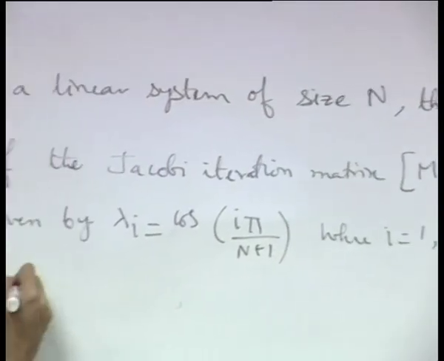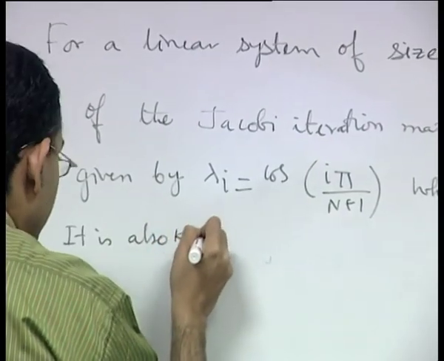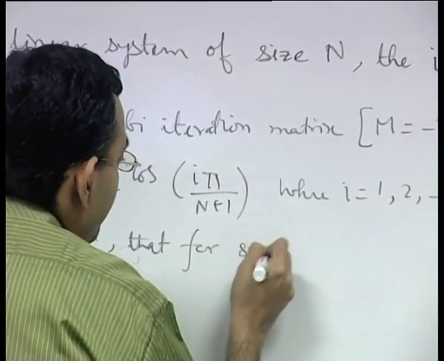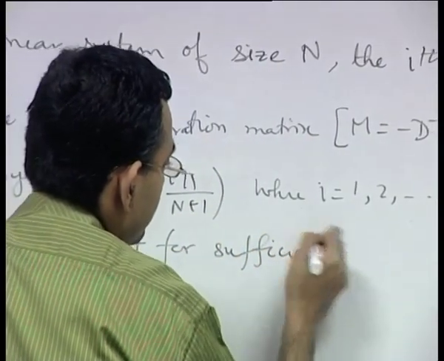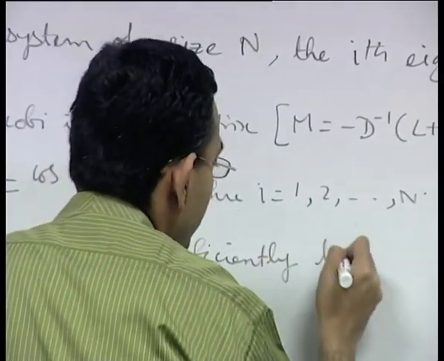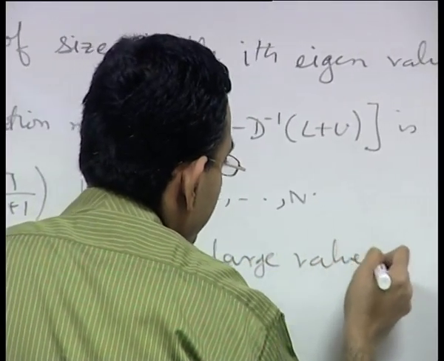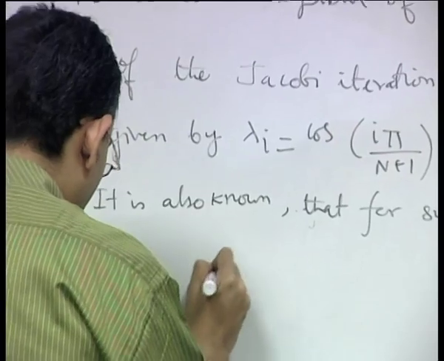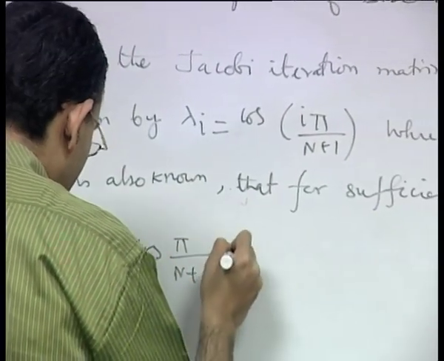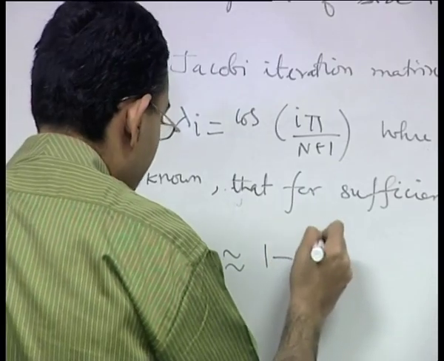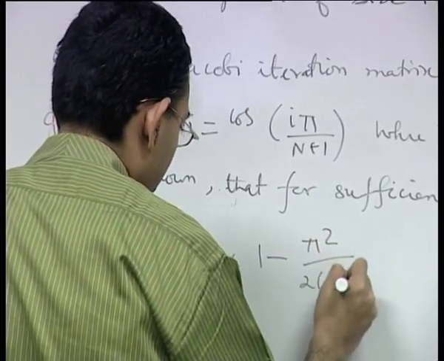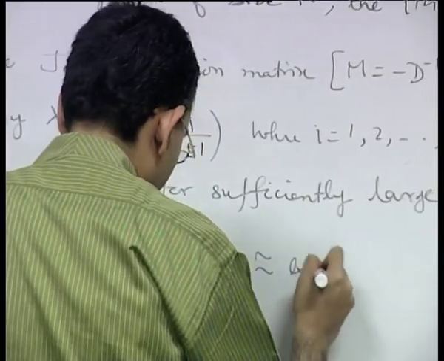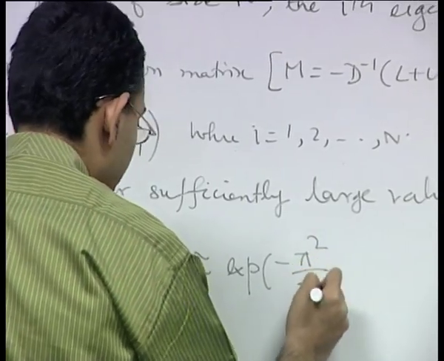It is also known that for sufficiently large values of n, cos(pi by n plus 1) is roughly equal to 1 minus pi square by 2 into (n plus 1) whole square, which is again roughly equal to e to the power of minus pi square by 2 n square.